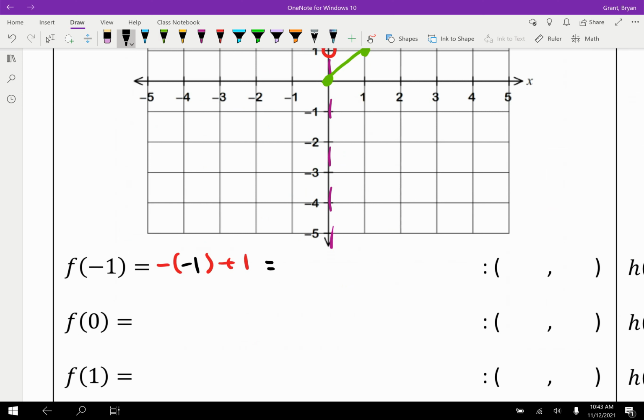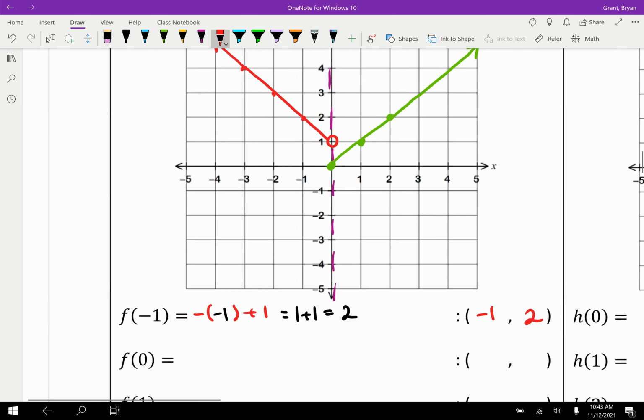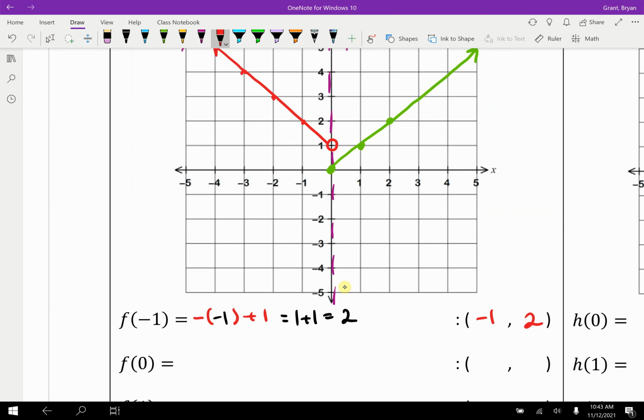This is something you can do on your calculator or by hand. 1 plus 1 just gives us 2. That tells us then that we built the point. The input is negative 1. The output is 2. Last but not least, they ask us to draw a line from this point to our graph. Well, is (negative 1, 2) on our graph? And yes, it is. And notice that it's on the red piece of the piecewise function.